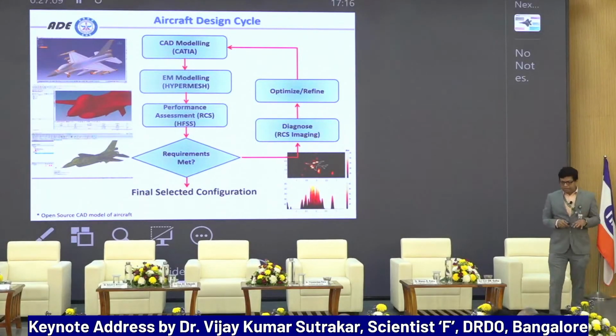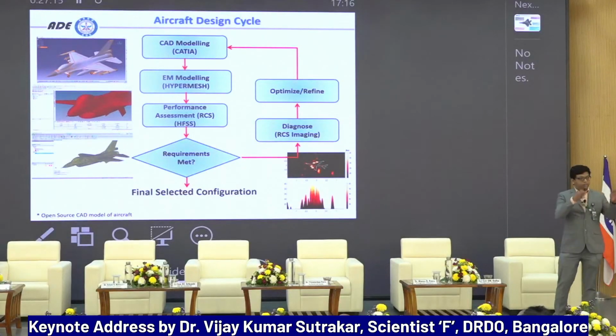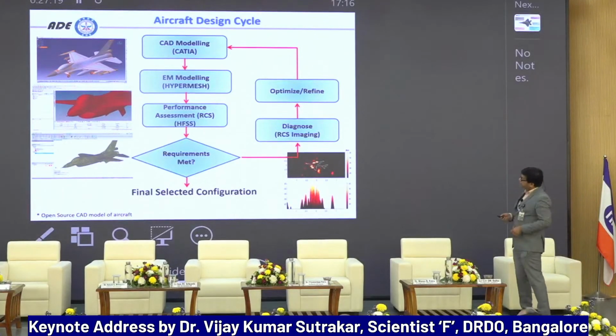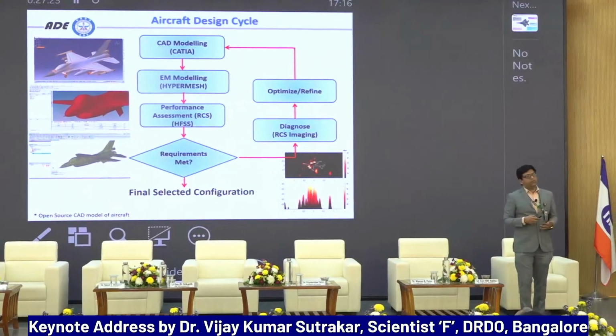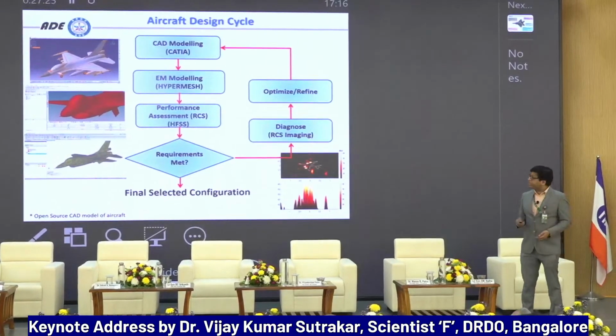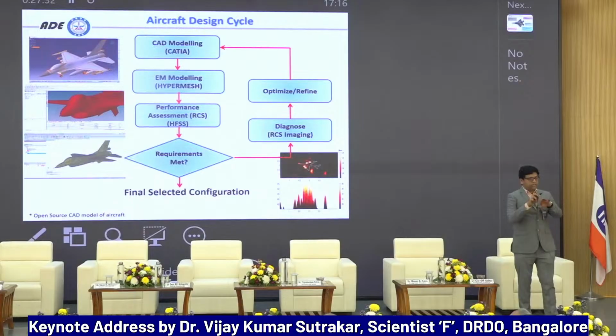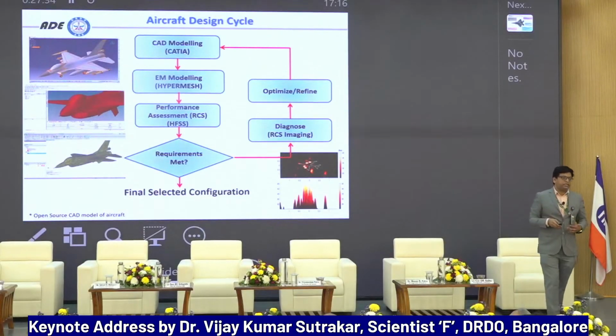Once we have the requirements and the problem definitions, and we know for which particular set of problems we have to define an aircraft, this is the typical cycle we follow. Based on previous experience and the available database in the market, we initially design a CAD model of the aircraft. Again, some open models have been shown here. Normally we use CATIA in our industry.